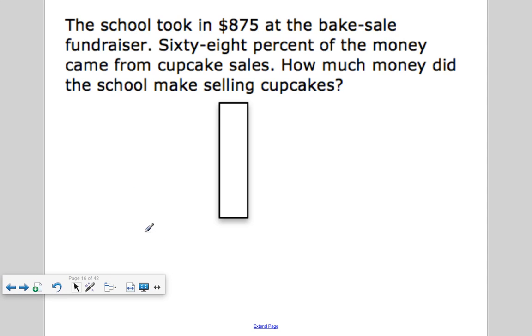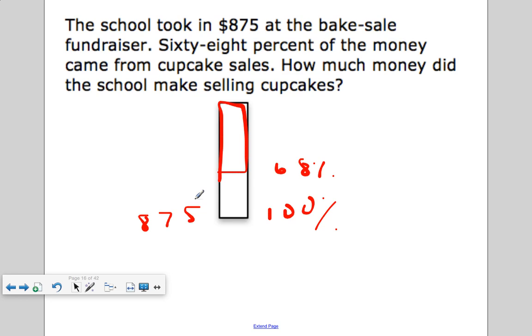The school took in $175 at the bake sale. That's all the amount they took in, so that's 100%. 68% of the money came from cupcake sales. How much money did the school make from cupcake sales? Is 68% more than half or less than half? It's way more than half. So our answer has to be more than half of the total.